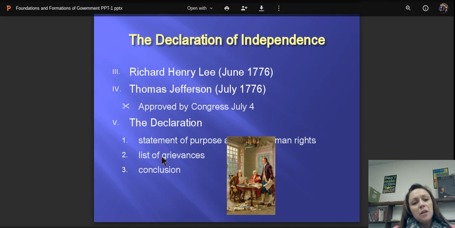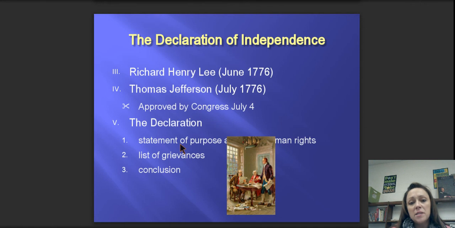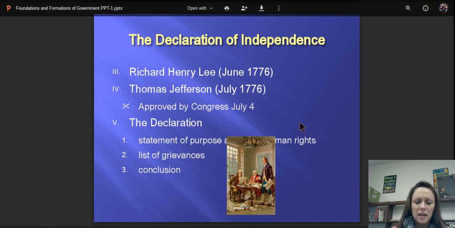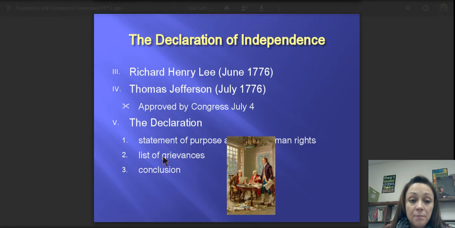But just know that there are three main parts of the Declaration. The first is the statement of purpose and basic human rights. I know you can't really see that behind that image there. The second is the list of grievances. And a grievance is basically a complaint that you have against someone.